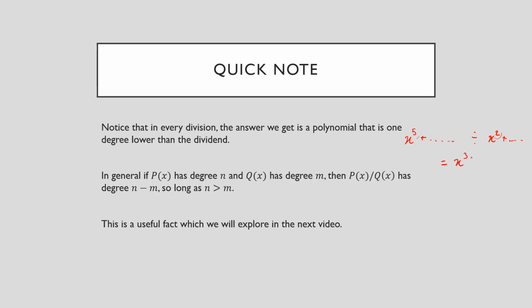So long as the dividend, the thing that you are dividing, has a degree greater than the divisor, the thing you're dividing with, this is going to be true. You're going to be able to find some kind of answer at the end. This is helpful because it allows us to eventually find x-intercepts of polynomials. We're going to explore that in the next video, not in terms of intercepts, but just in terms of what the answers are telling us about our polynomials.